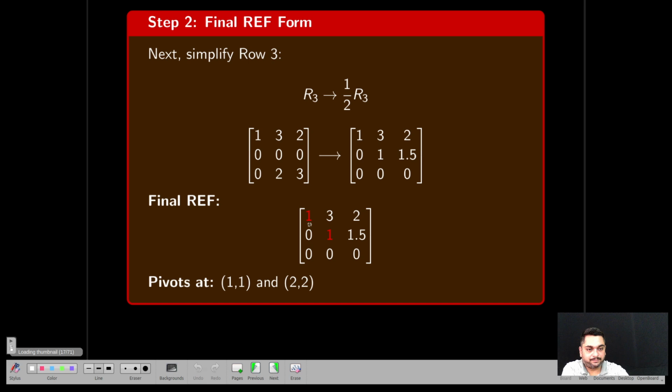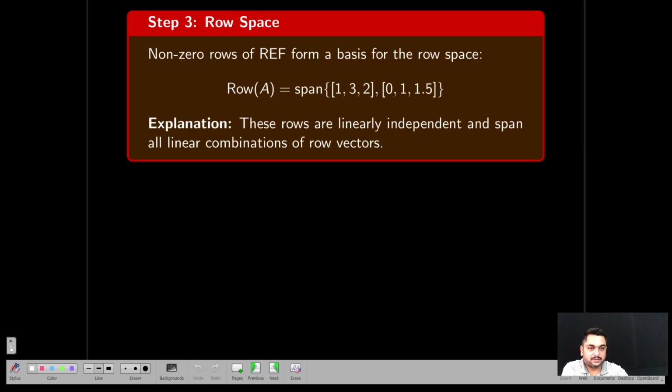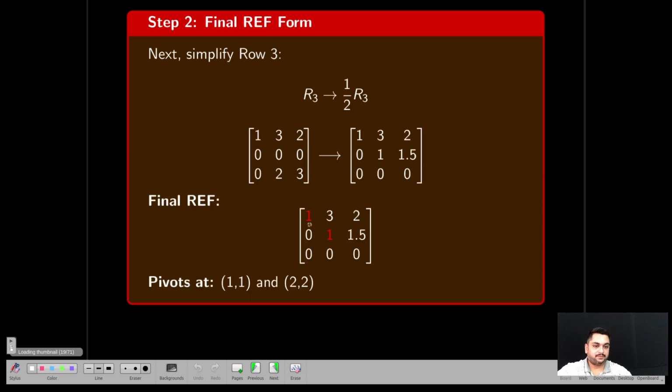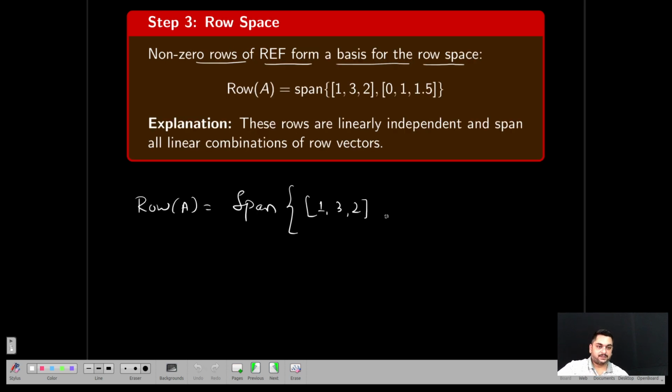Okay, now we will see what the row space is. How will you find the row space? The non-zero rows of the row echelon form form the basis of the row space. That is, you write it as Row(A) equal to the span of all the non-zero rows in your row echelon form. So I have 1, 3, 2. This is the final REF, right? These two rows are non-zero rows. These form my row space.